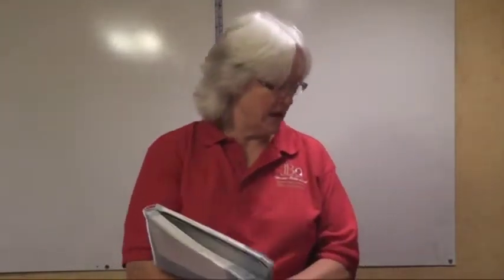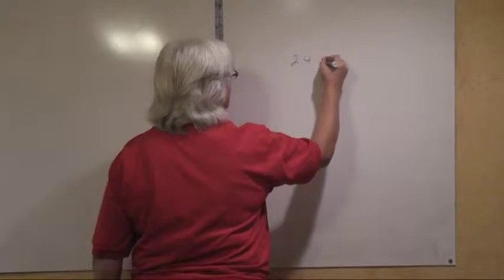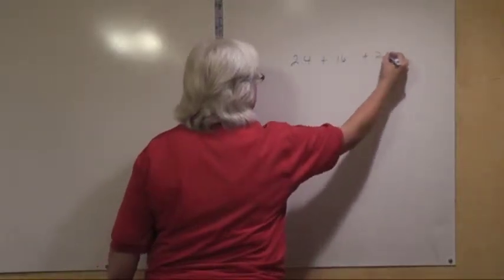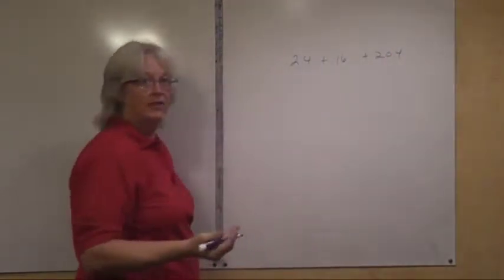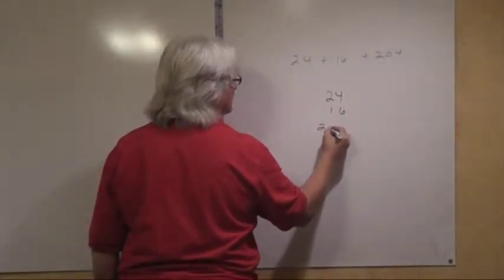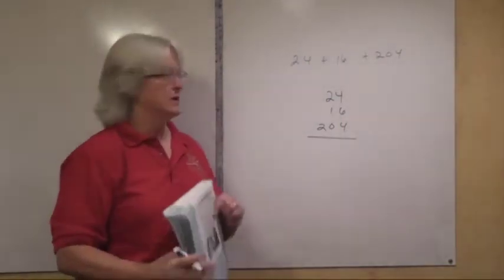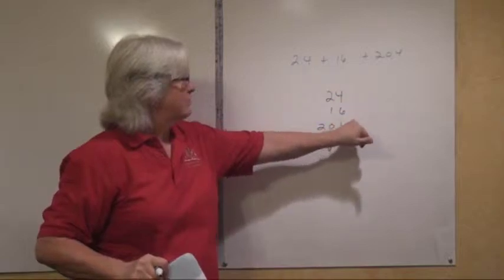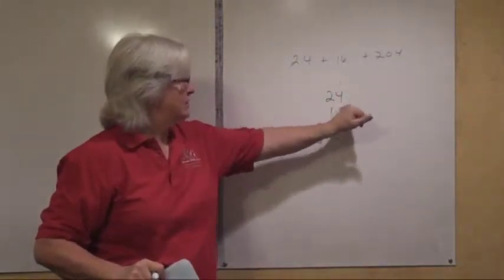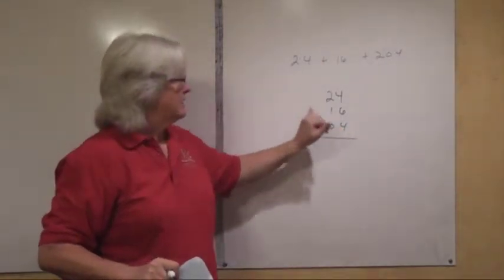So how do you add and subtract decimal numbers? You do them pretty much the same as you would whole numbers. If you have 24 plus 16 plus 204, you want to add those up vertically. 24, 16, 204. What you've actually done without knowing this is you've made sure that our place values are lined up. We have the units lined up, the tens lined up, and the hundreds lined up.